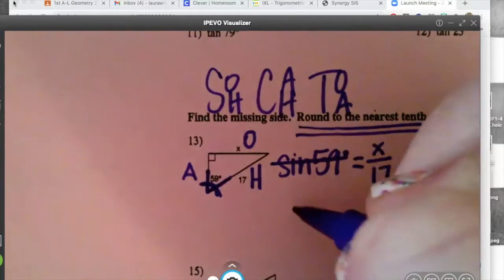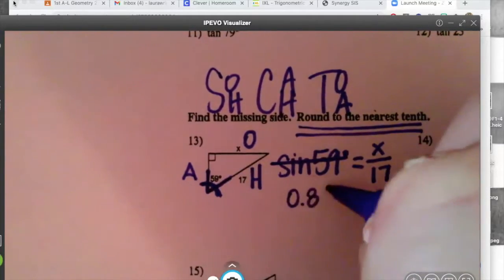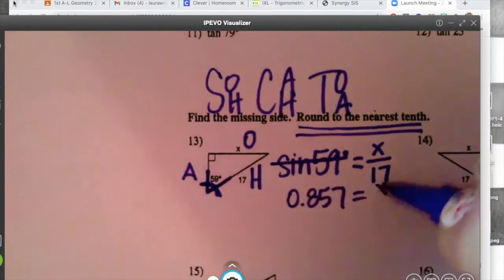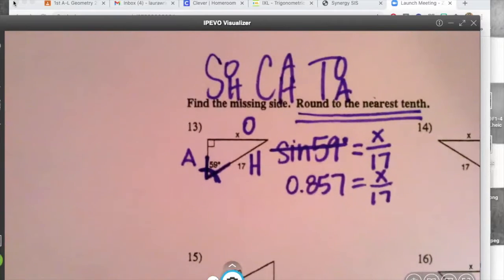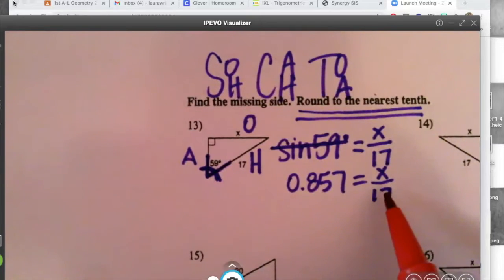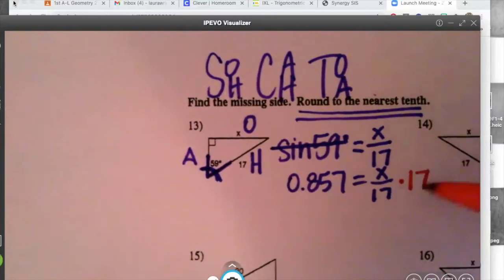So I'm going to say 0.857 equals x over 17. And then from there, it's a pretty simple looking equation. This should look like stuff that you have solved in the past. What are you going to do to undo divide by 17? What undoes division? Good. So we're going to multiply by 17 on both sides.